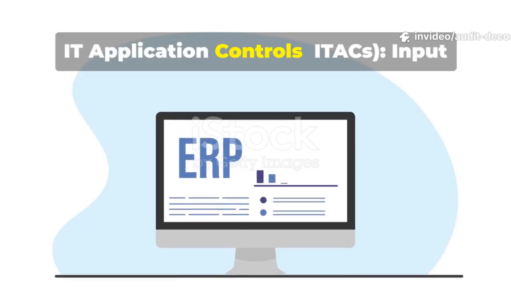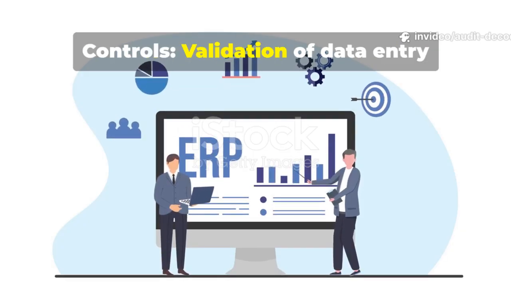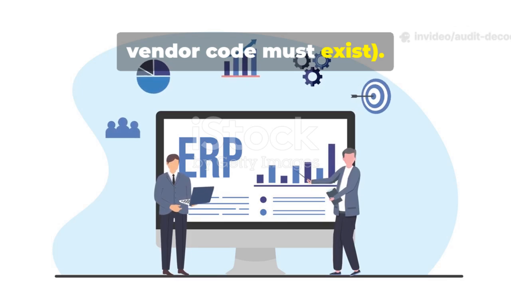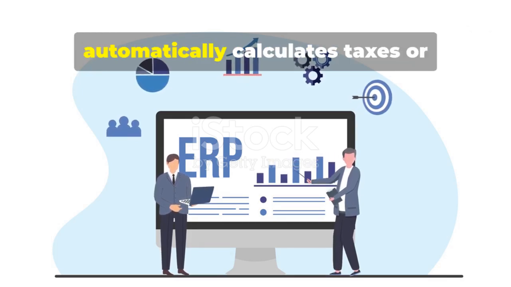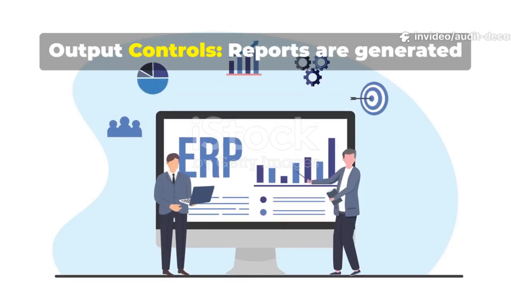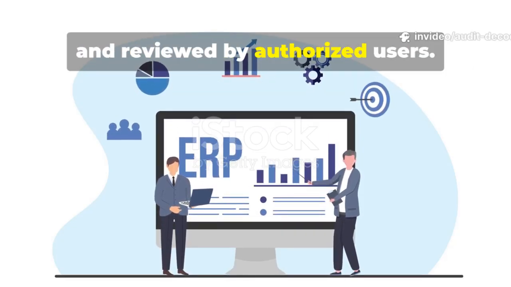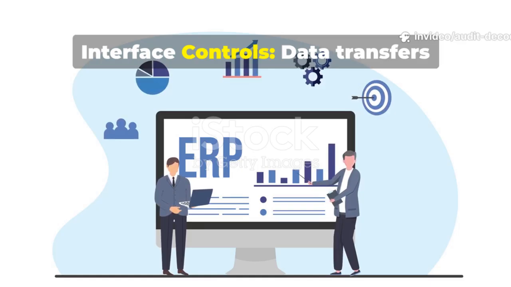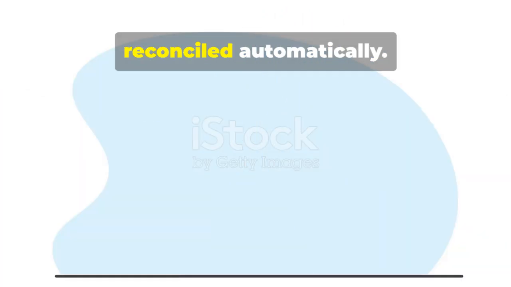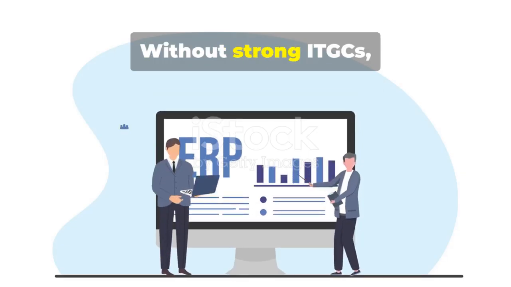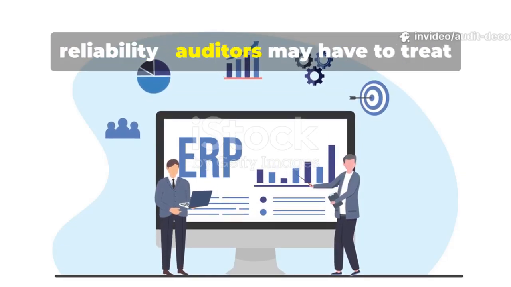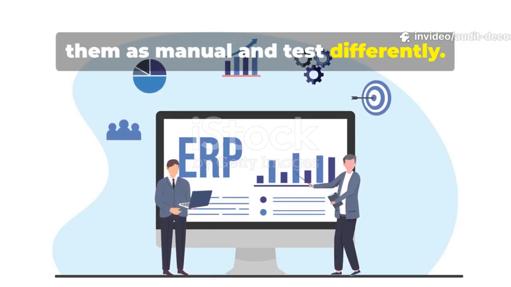IT application controls, ITACs. Input controls: validation of data entry fields, e.g., vendor code must exist. Processing controls: the system automatically calculates taxes or discounts correctly. Output controls: reports are generated and reviewed by authorized users. Interface controls: data transfers between applications, SAP, GL, are reconciled automatically. Without strong ITGCs, even the best automated controls lose reliability. Auditors may have to treat them as manual and test differently.